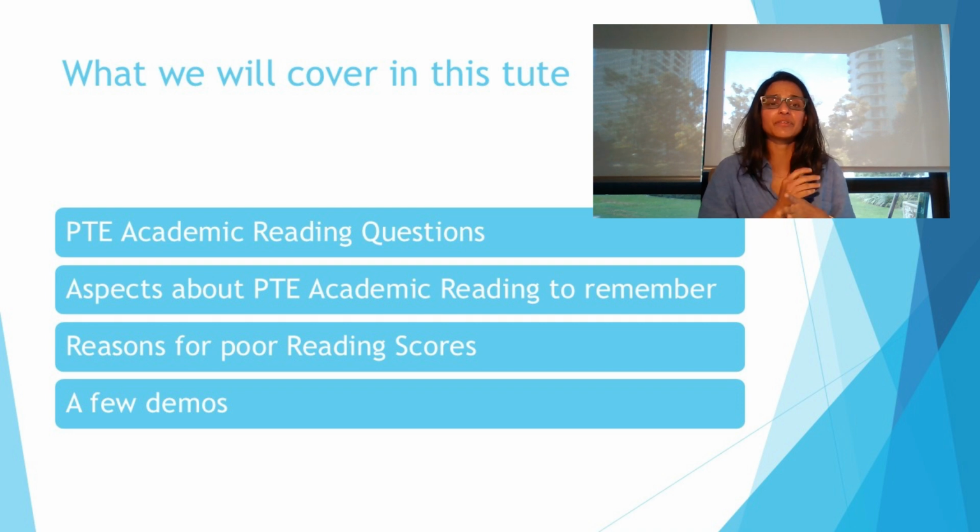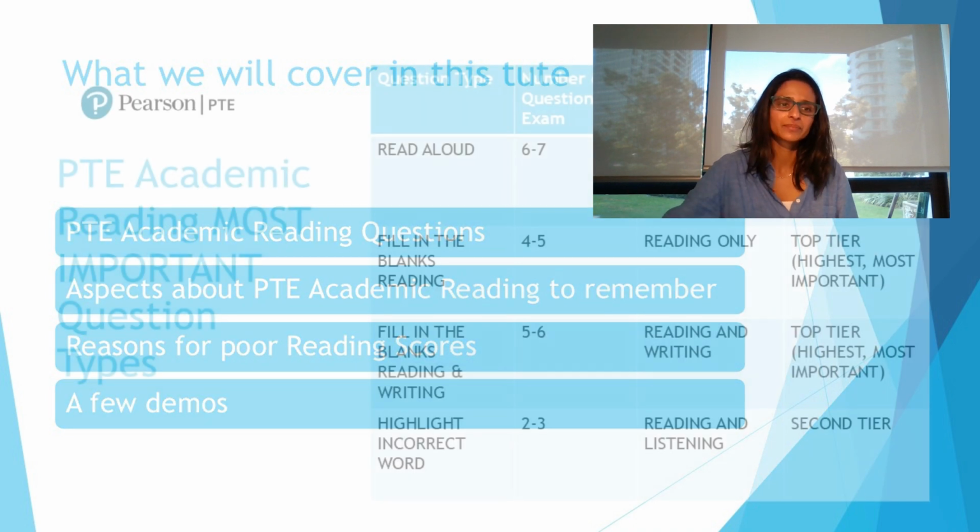The first thing we're going to cover in this tute are the most important PTE academic reading questions. I focus on 4 because this is where the bulk of your marks come from. Then the aspects about PTE academic reading that you need to remember, and reasons for really crappy reading scores. There are actual specific reasons why these things happen and why you have very low scores. And of course, there will be a few demos.